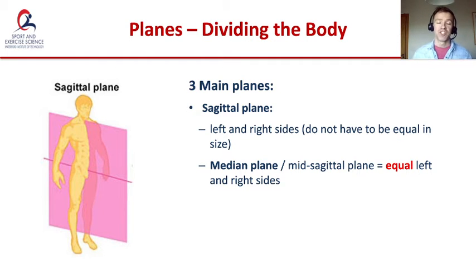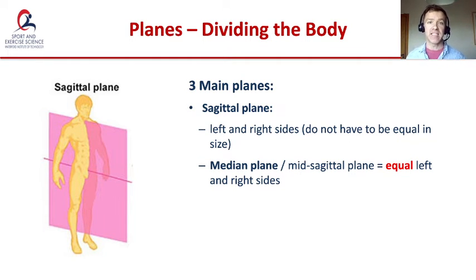From the anatomical position, we can divide the body up into different segments, and these are called planes. We use planes to divide the body. So a plane is like what you see in the image there. Imagine a giant sheet of card that is dividing the body into different parts. There are three main planes that we use to describe the body. We've got the sagittal plane, which we see here. That divides the body into left and right sides. They don't have to be equal in size.